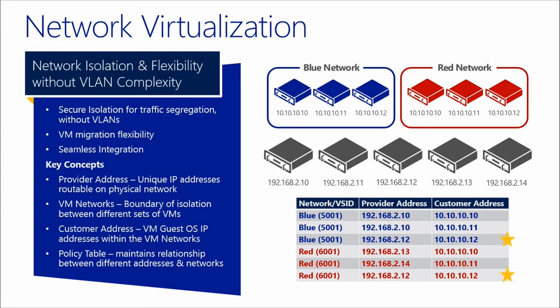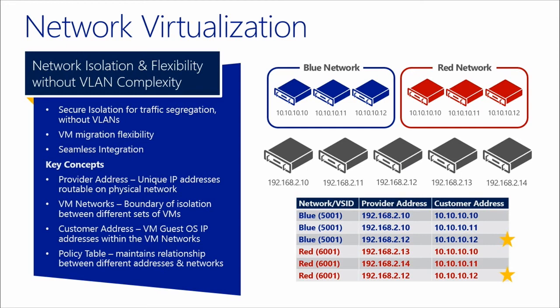So for instance, we know that in this case, two of the starred ones here, blue with the customer address of 10.10.10.12 is running on this particular middle host. However, we also see that red 10.10.10.12 is also running on that middle host. How do they not conflict? They've got exactly the same IP address. Well, they're in different VM networks, so they're completely isolated from one another.